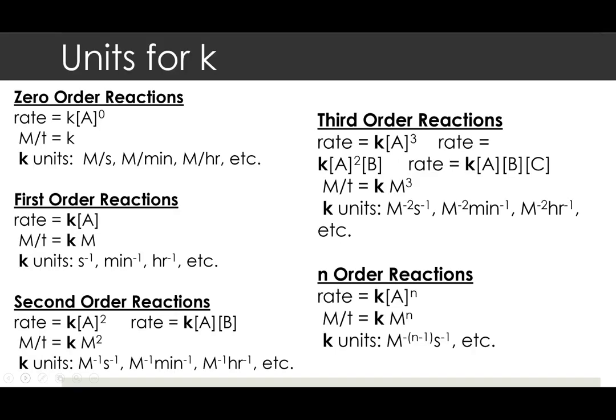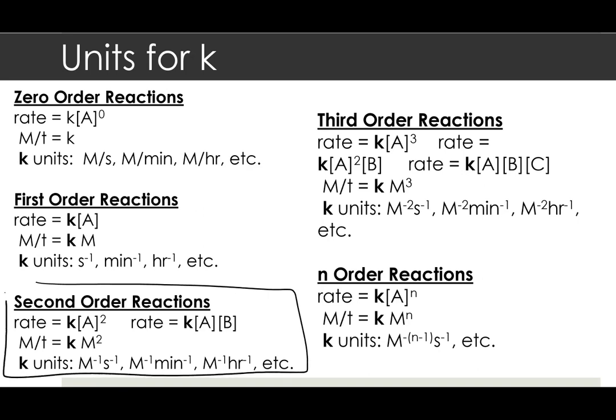Okay. Why is it helpful to think about this? Well, remember, we have this handy little tool. We have this units for K. So if it's a second order reaction, our units for K should look like this. Molarity^-1, seconds^-1. Remember, another way to write that is 1 over molarity times seconds. Okay, so it just gives us a glimpse at what our unit should be.